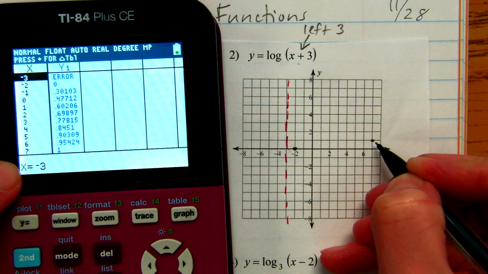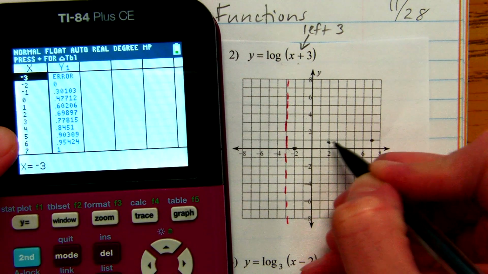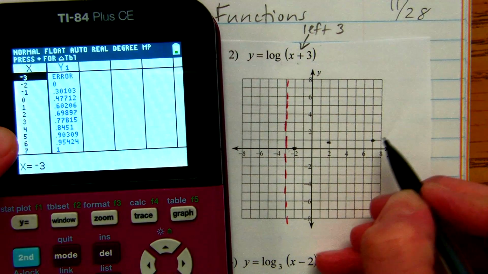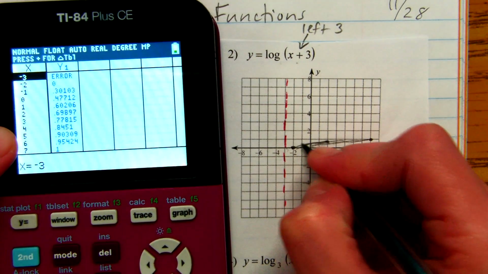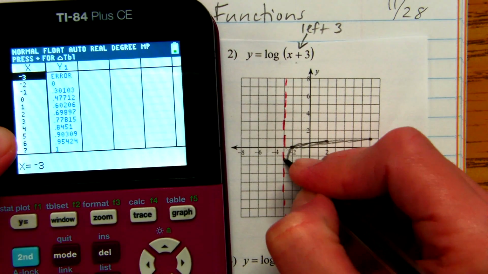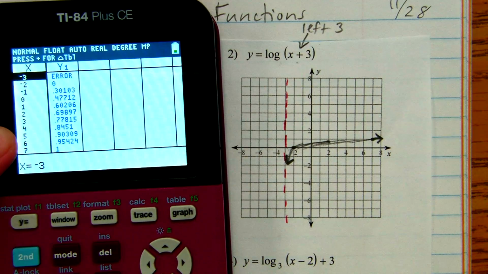Maybe something in the middle. 2 is at like 0.7. So you don't really have to put a lot of points in here to see what the shape's going to be. And then it will just curl down. You could get some exact points, or we could just show that it goes down on this side. Keeps going over here.